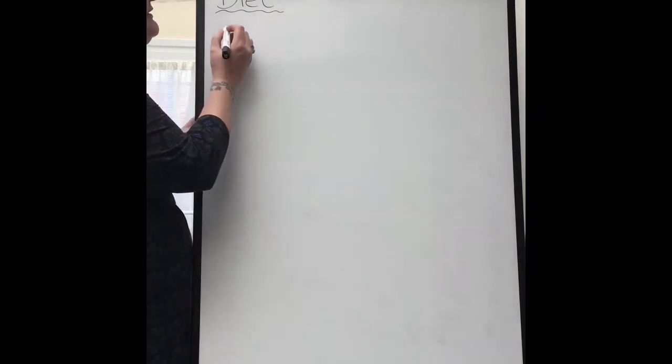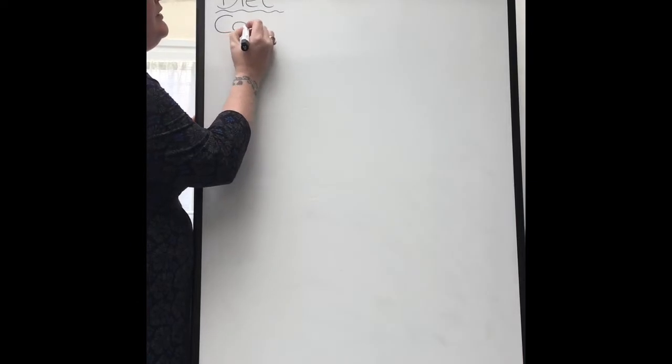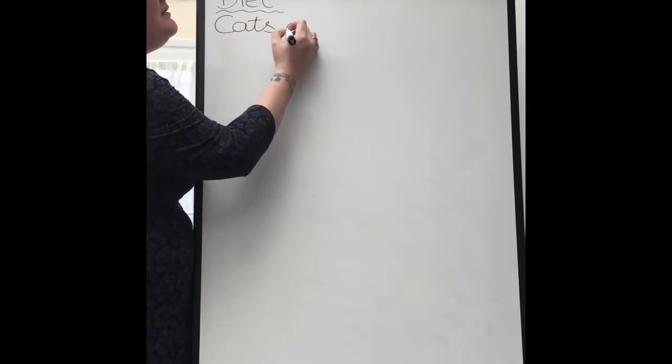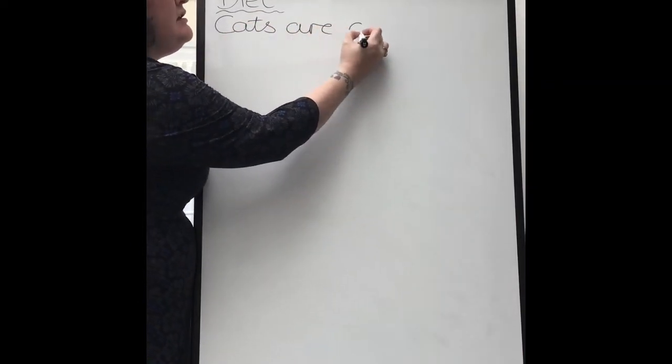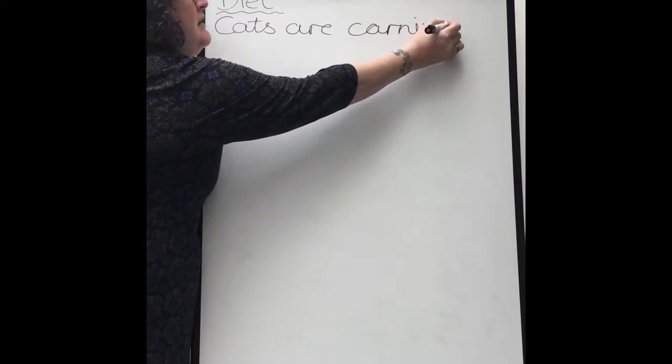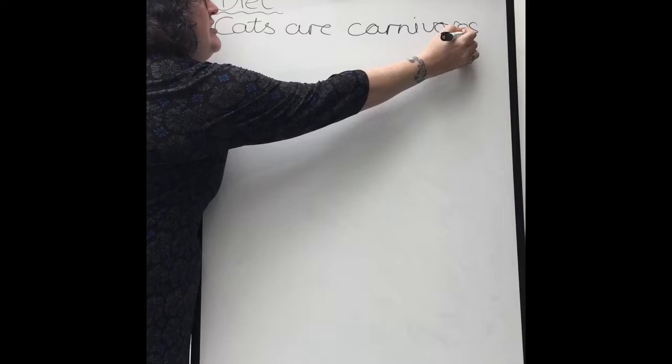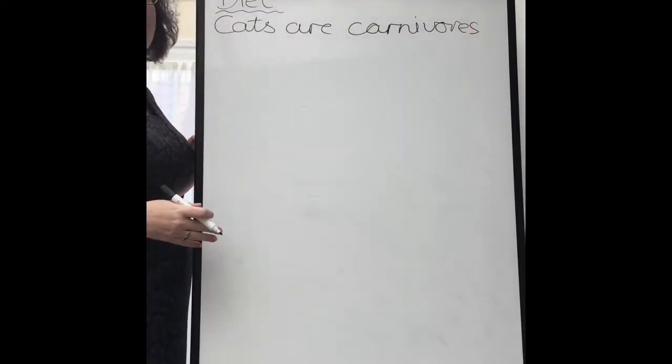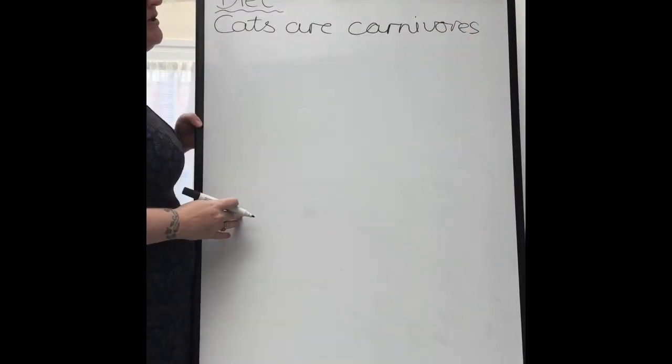So, I'm doing about cats. Cats are meat eaters. The posh word for a meat eater is a carnivore. And I think that would be quite a nice way to start off my paragraph. So, I am going to put cats are carnivores. It is always good to have technical language in your non-chronological report.